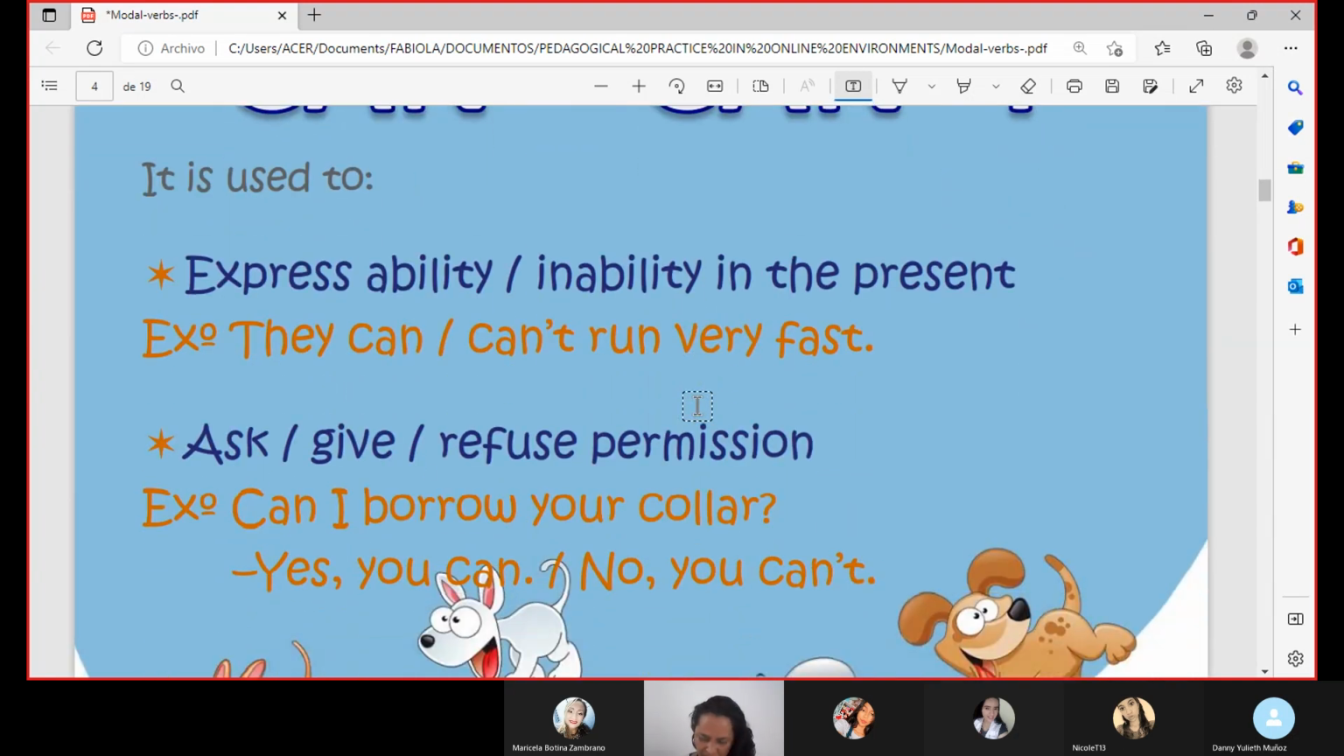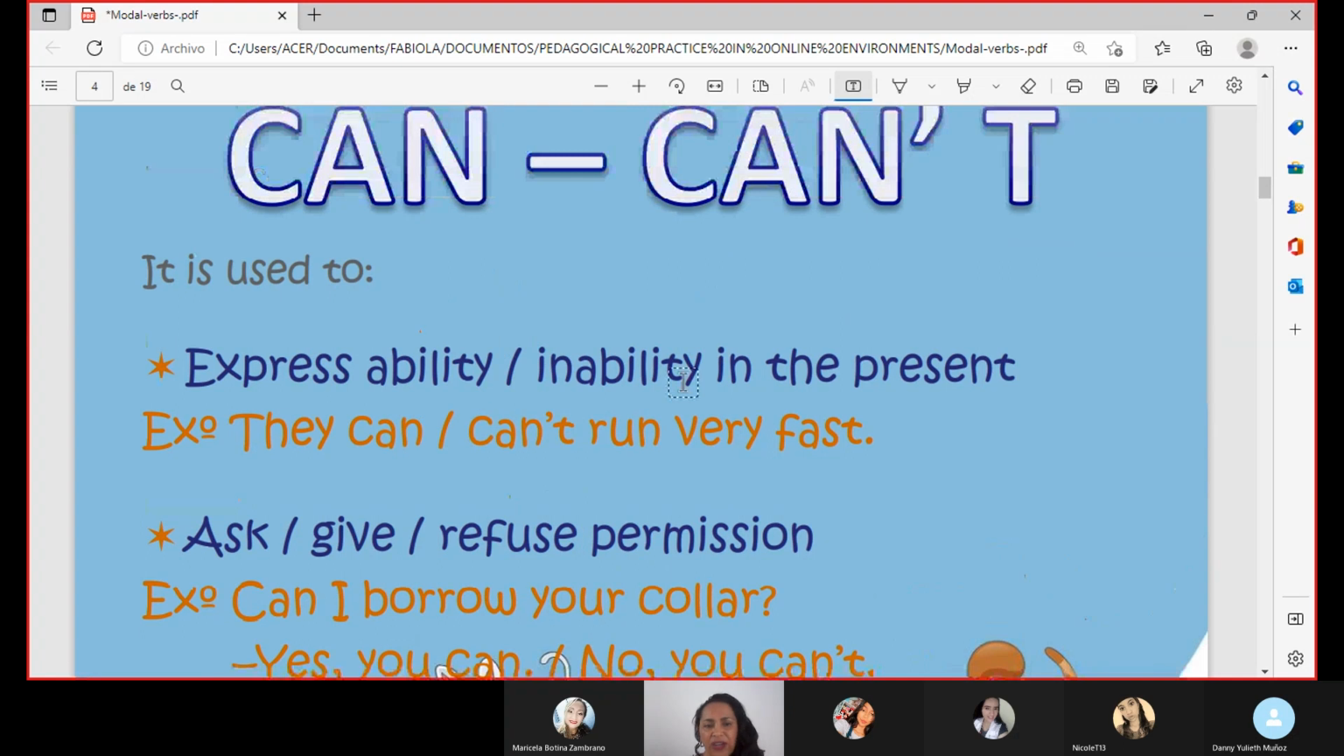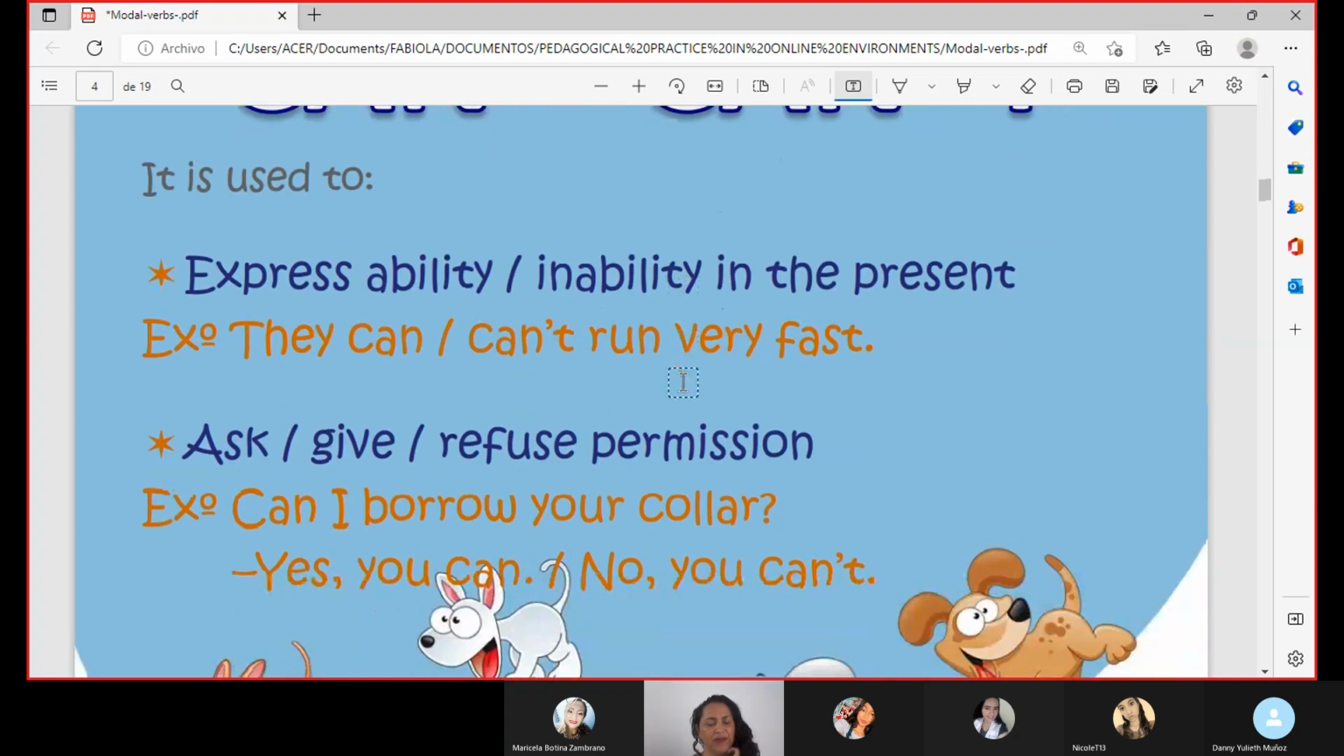Please, Nicole, read in what case you use can or can't. Please. Could you please read?